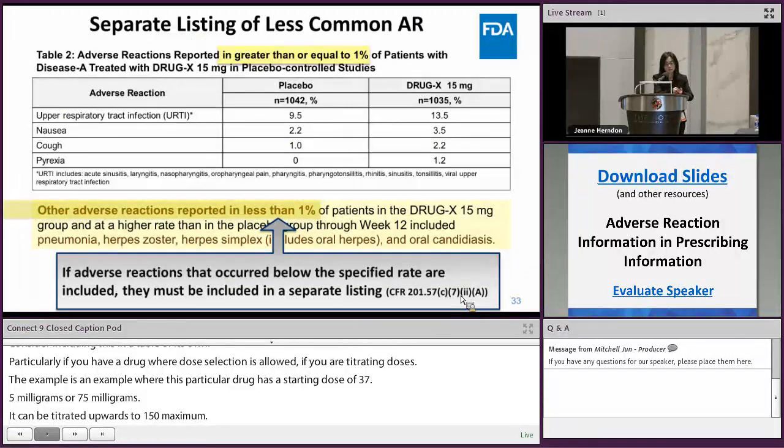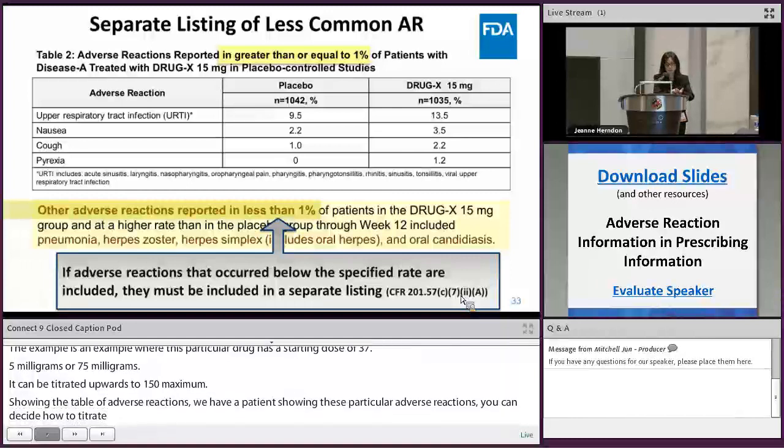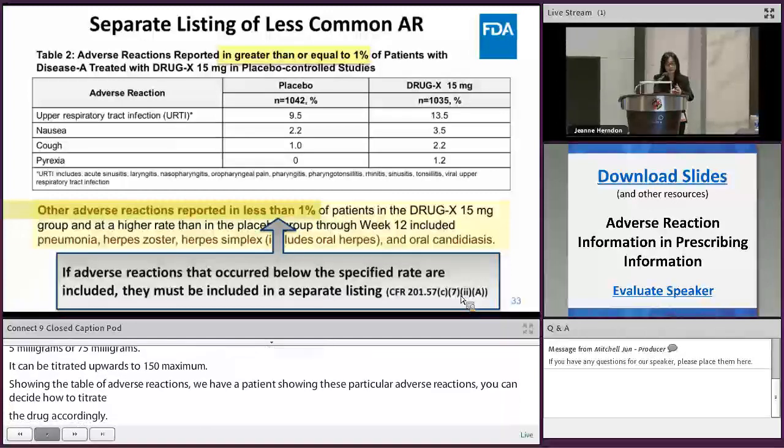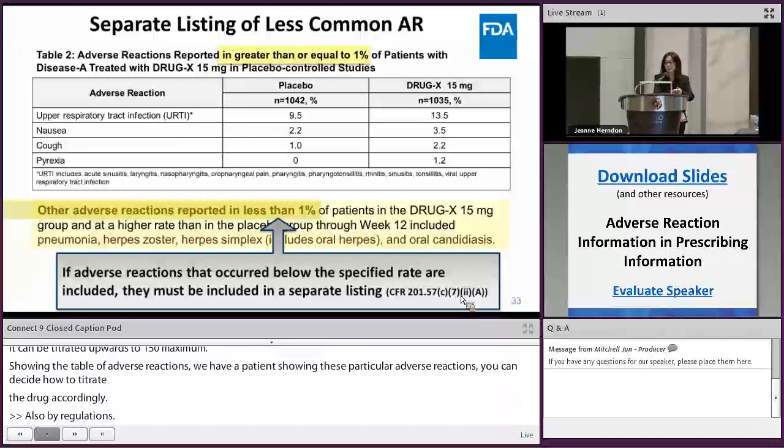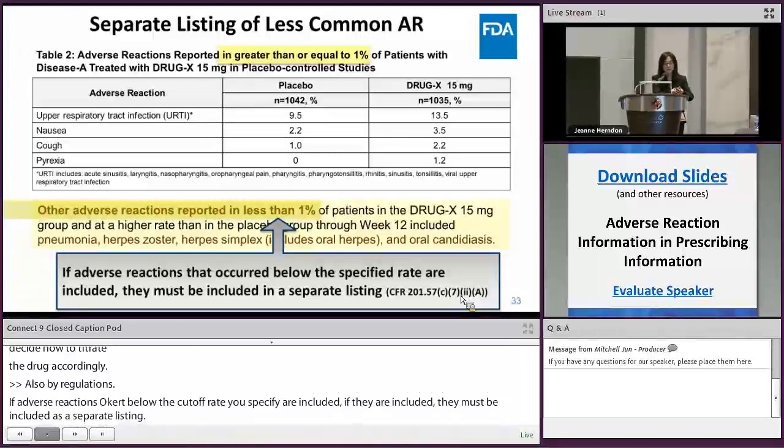Okay, also by regulations, if adverse reactions that occur below the cutoff rate that you specify are included, they must be included as a separate listing. So you would take those less common adverse reactions, separate them out, and discuss them in the commentary. And so here's an example of that. Other adverse reactions reported in less than 1% of patients are such and such.